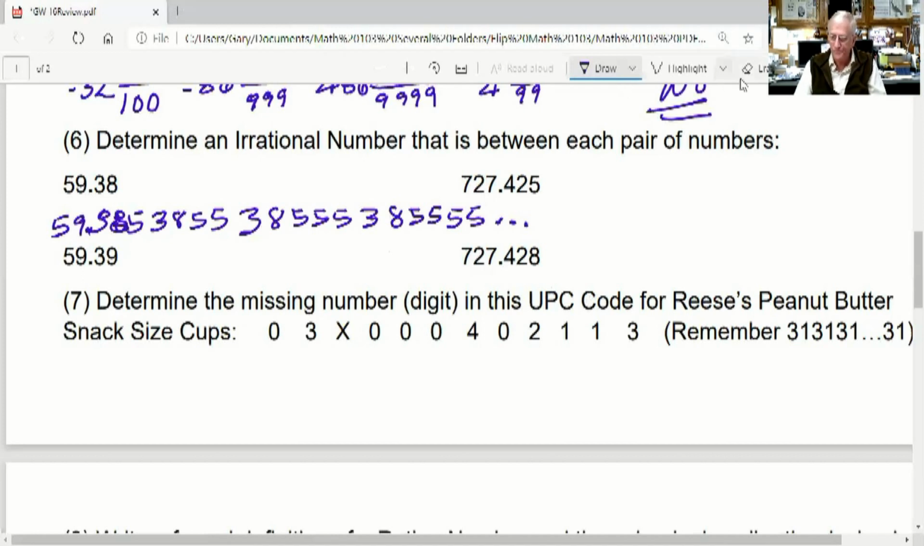Okay, now, so that I have room for the next problem, I'm going to take some of this off of here. So I'll reaffix the 3 dots here, all right, after this, so that it's correct in the format it's showing. All right, determine an irrational number between these two. Well, if you simply take those two numbers, 727.425 and add to it 727.428 and divide by 2, I obtain 727.4265.